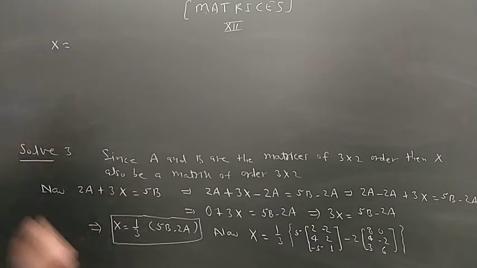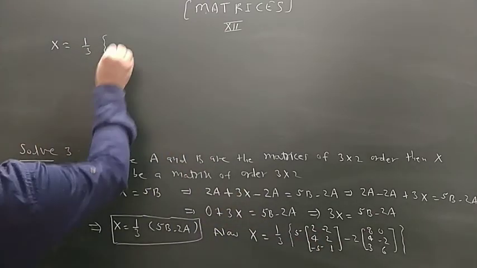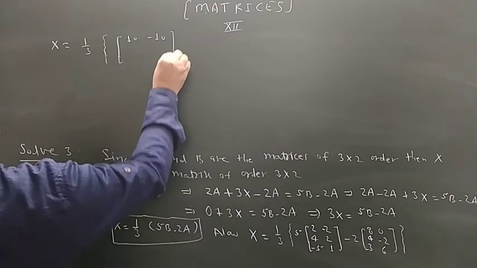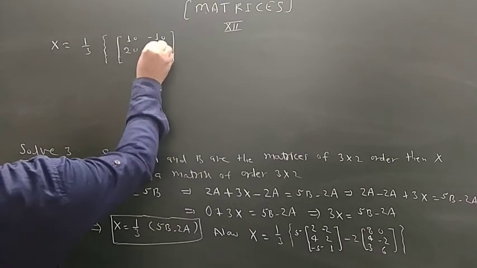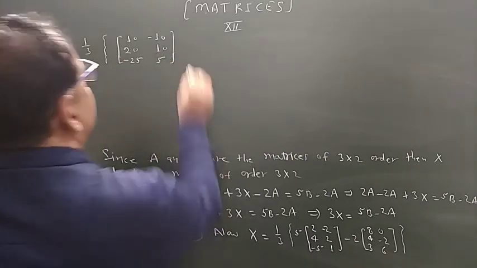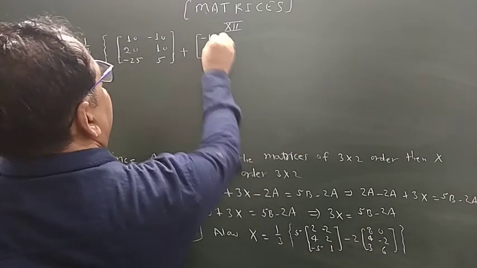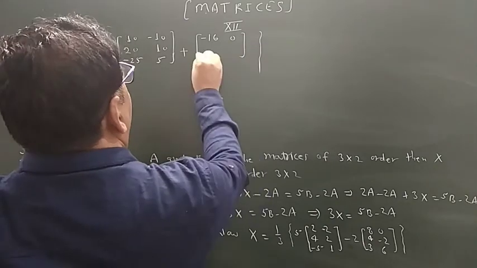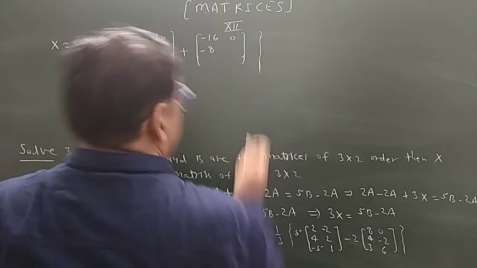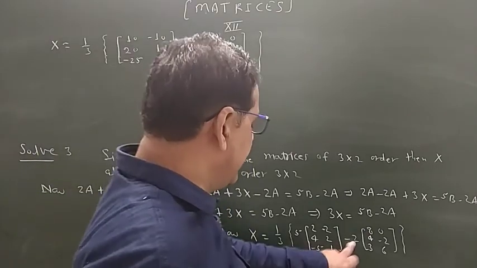X equals 1 upon 3 outside, and inside the bracket, the 5 multiplies inside, so this becomes [10, minus 10; 20, 10; minus 25, 5]. Here the plus sign is outside and minus 2 multiplies inside, so this becomes [minus 16, 0; minus 8, 4; minus 6, minus 12].